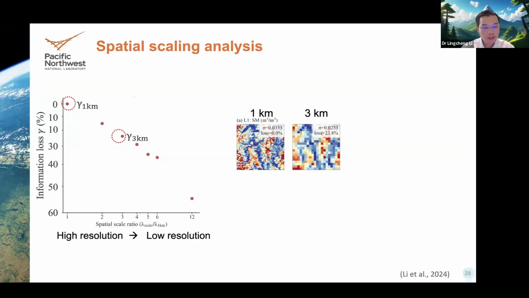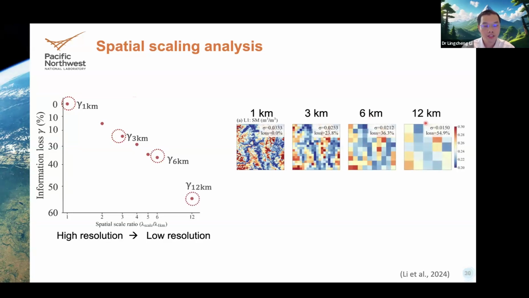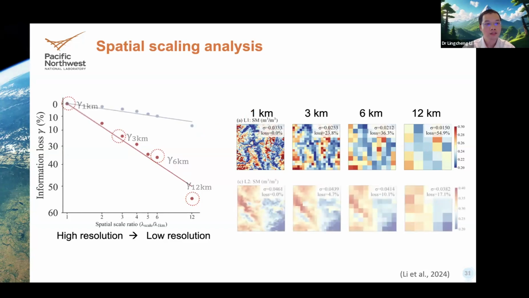Then we upscale to 6 kilometers and calculate the standard deviation again, and upscale to 12 kilometers and calculate the standard deviation. From 1 kilometer upscaled to 12 kilometers, the standard deviation will decrease about 55%, which means about half of the spatial heterogeneity information is lost when you compare the high resolution versus the coarse resolutions. Here I show the example for a region with high information loss. This is another subregion with relatively no information loss.